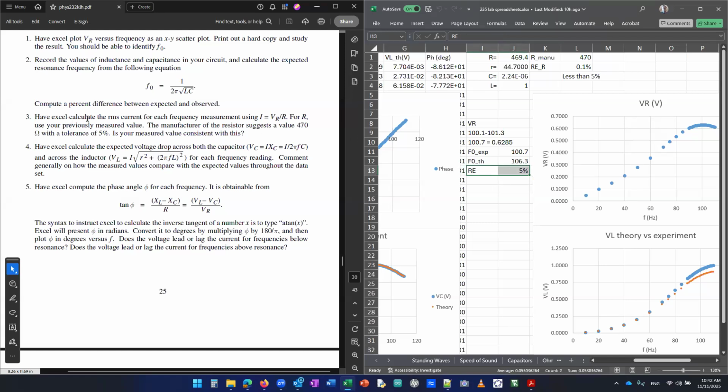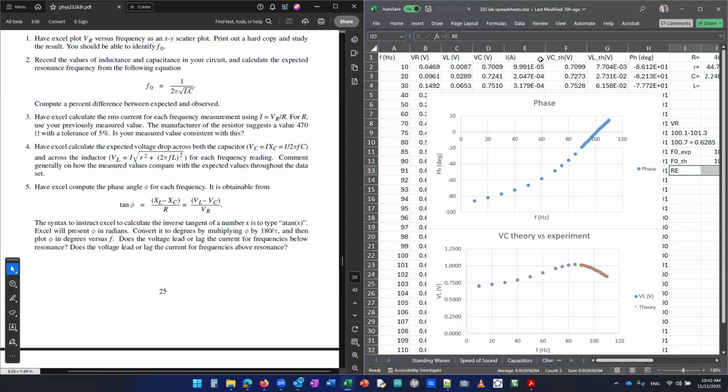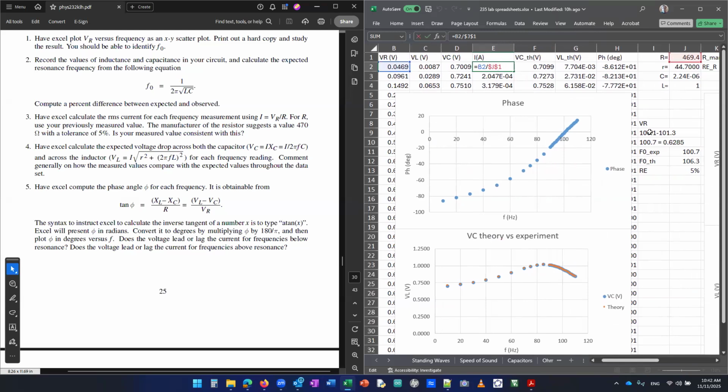And part three, we have Excel calculate the current for each frequency using current equals voltage across the resistor over resistance. So here, let me scroll to the left. So this is that column. The calculation is the voltage across the resistor over the actual resistance that we measured with our multimeter. So that's the actual resistance.